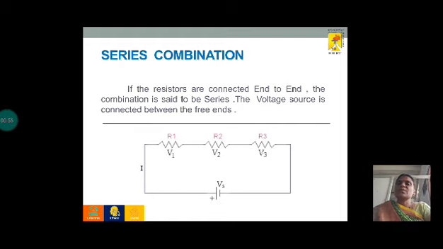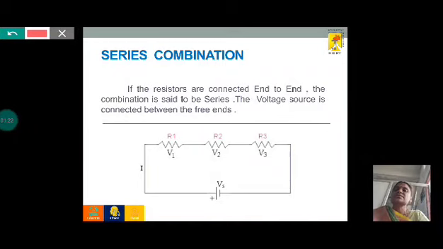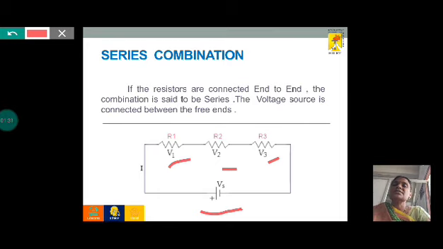Here we are going to see about the series combination. If the resistors are connected end to end, the combination is said to be series. That is, the starting end of one resistance is connected with the ending end of another resistance, and the ending of one resistance is connected to the starting of another, and it goes on. This is said to be a series combination. The voltage source is connected at the free ends of these resistors. Here we have connected R1, R2 and R3 in series with a voltage source Vs.